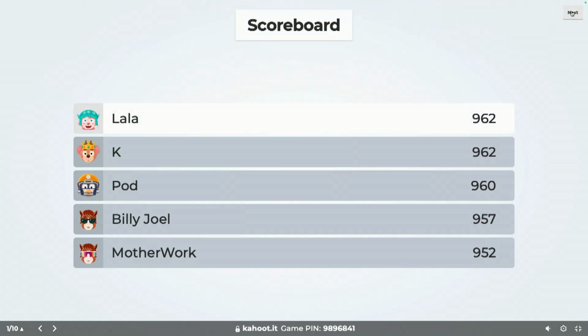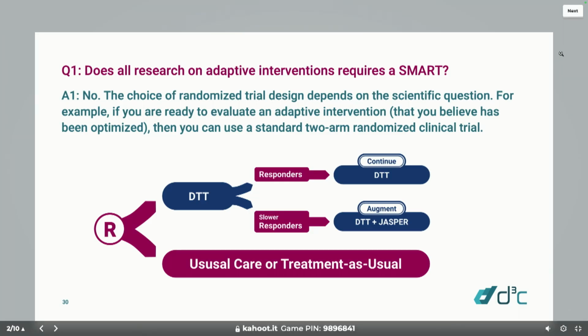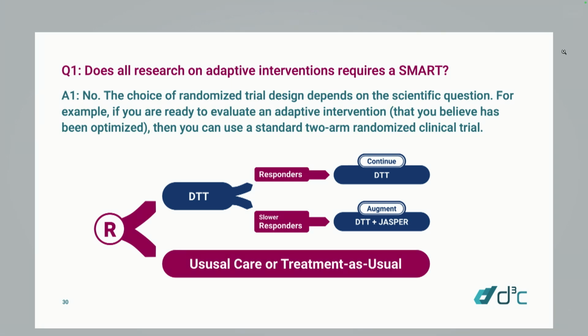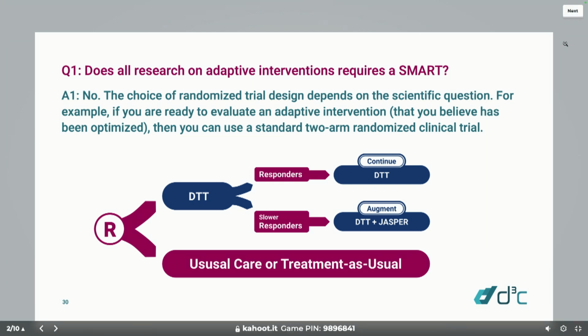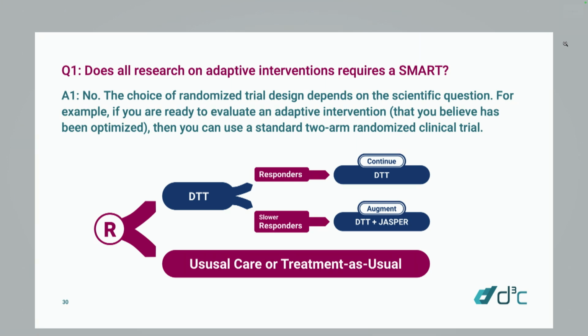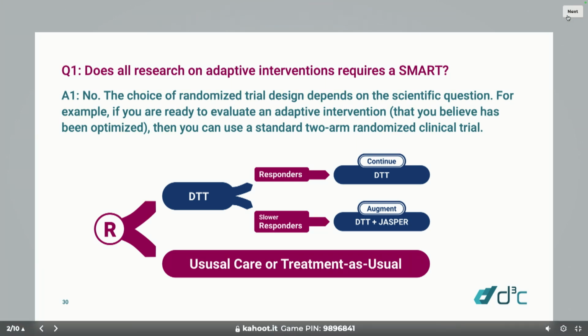So no, the choice of randomized trial depends on the scientific question. Everything leads with the question, not the other way around. For example, if you're ready to evaluate an adaptive intervention that you believe has been optimized or that you think is going to show an effect, don't do a SMART. Just rock and roll. Go do your evaluation trial. All right, let's rock on.